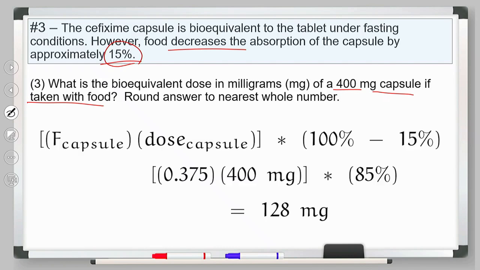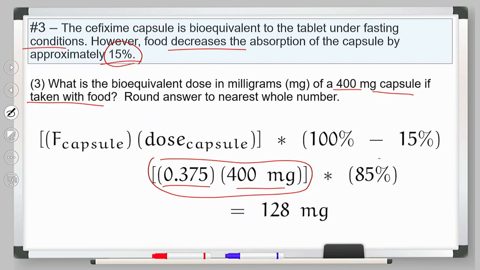All right? So we know that the dose is the amount taken times its factor. So here is the factor from the tablet. We said it was bioequivalent under fasting conditions. So 0.375 was its tablet's bioavailability factor, and the strength was 400 milligrams. So here is the F times its dose. We would just multiply that and get essentially what we did already, which was 150 milligrams.